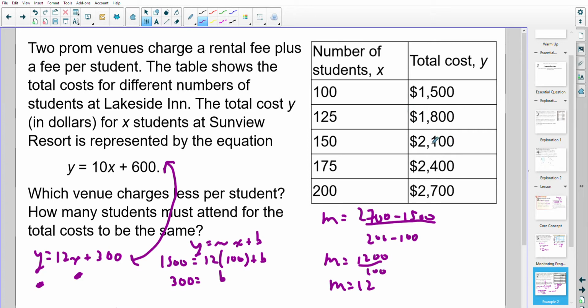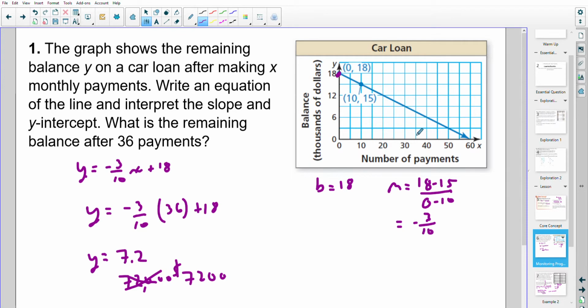All right, so again, using y equals mx plus b in either a table like this, or you could use it off of a graph in order to find equations and then answering the questions based on your new equation.